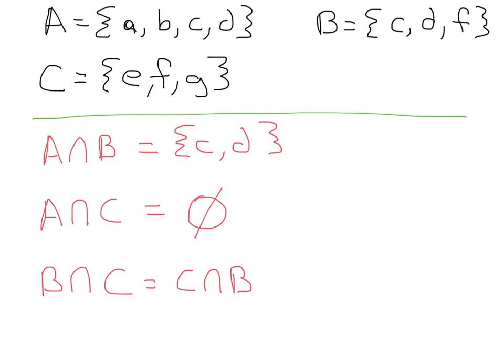Now as far as B and C go, the overlap for those. So we have a C, a D, and an F in B. We have an E, F, and G in C. So I think the only letter that's common to both is an F. And I'm trying to draw this on an iPad, so my set brackets aren't quite as good as they usually are. But the common to both is F.